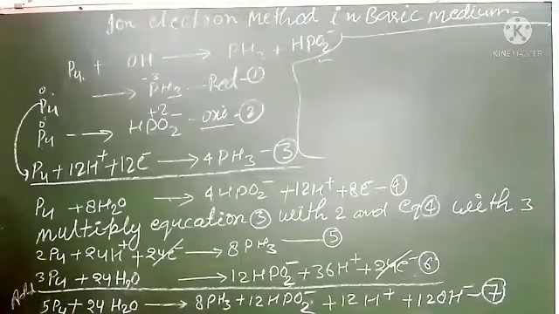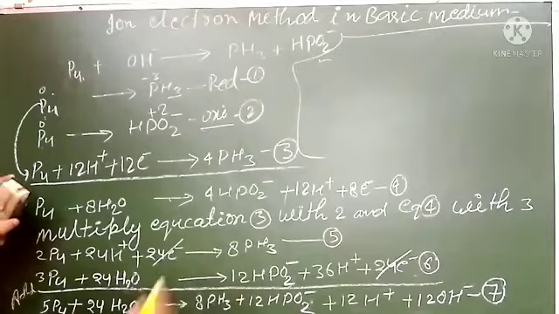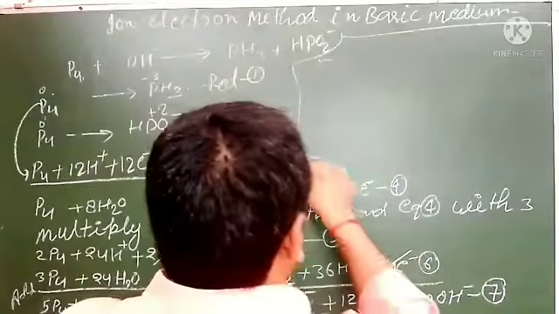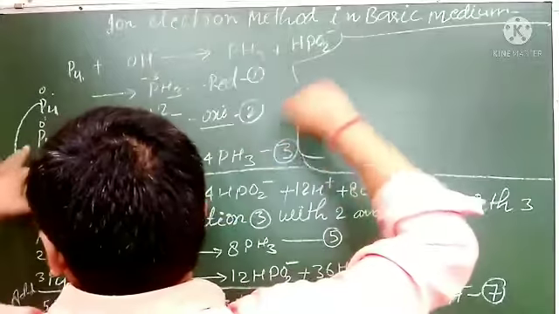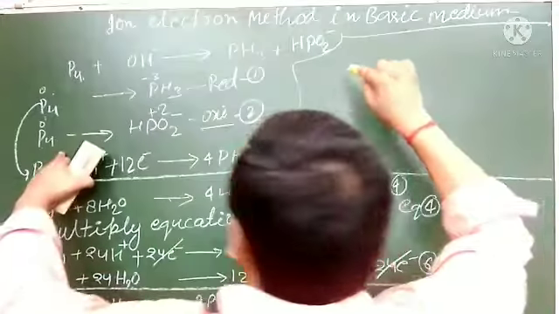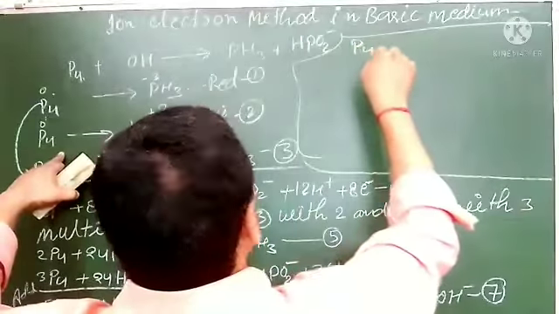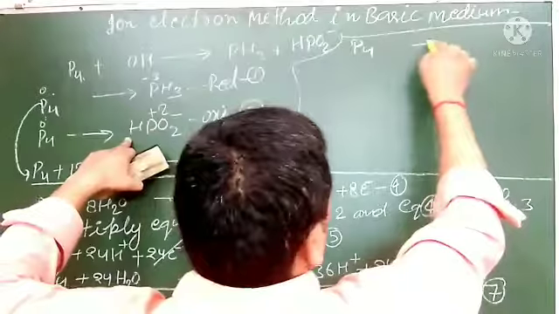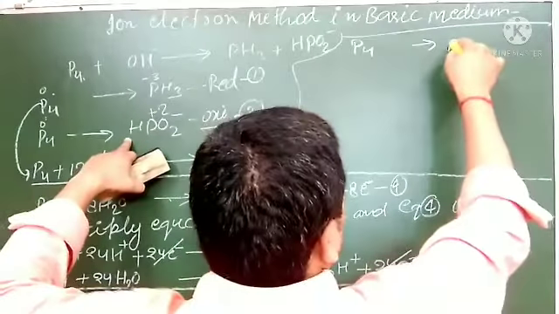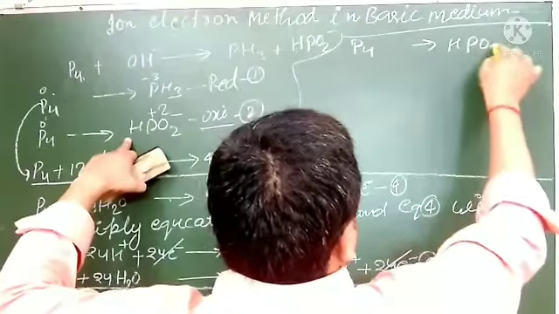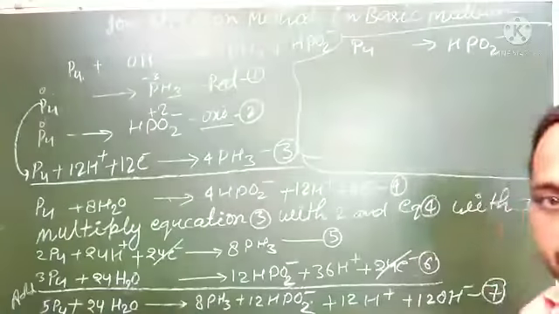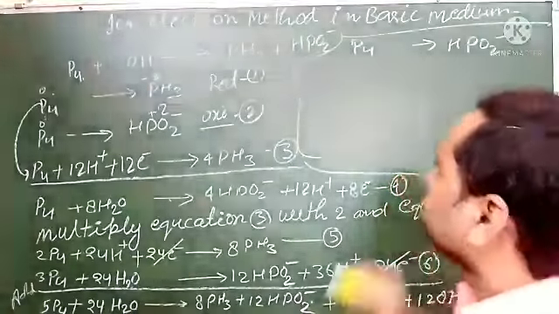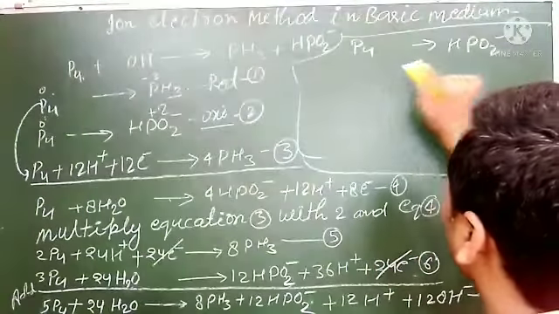The second half is oxidation. So what is the second half? The second half is this, we can solve it here. This second part: P4 gives what? HPO2 minus. Got it? Yes, you got it. So let us see here, 4 is on this side and that side.